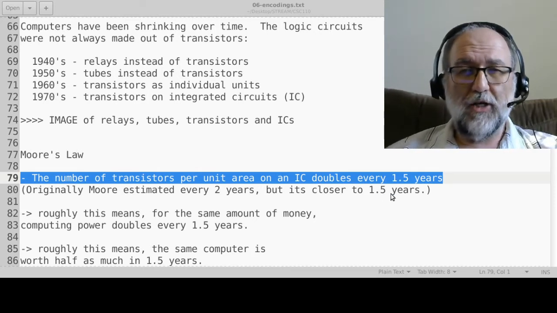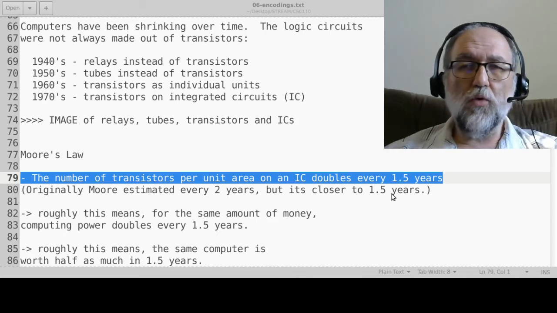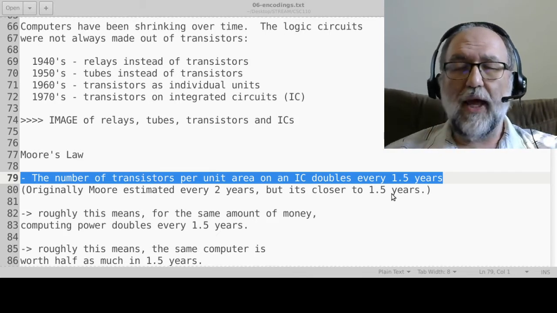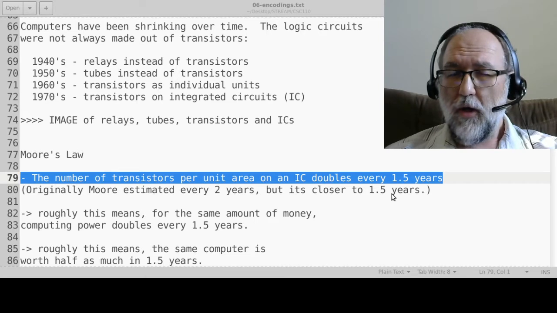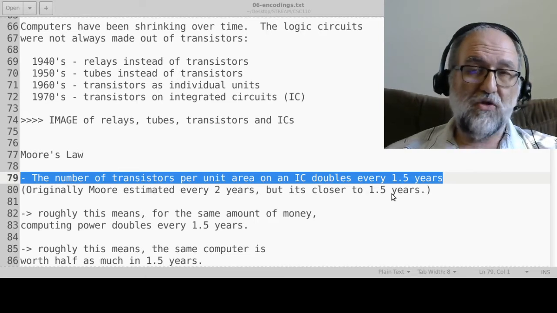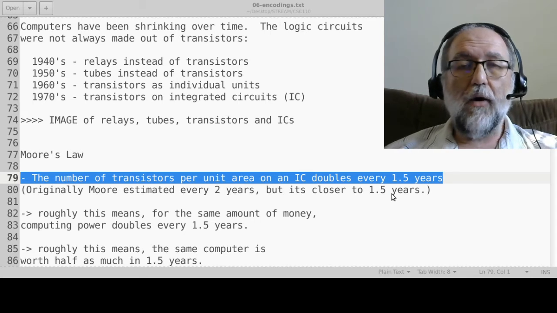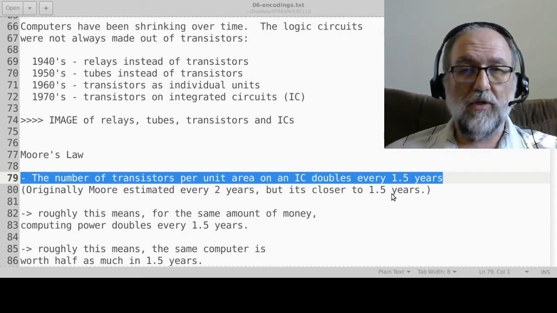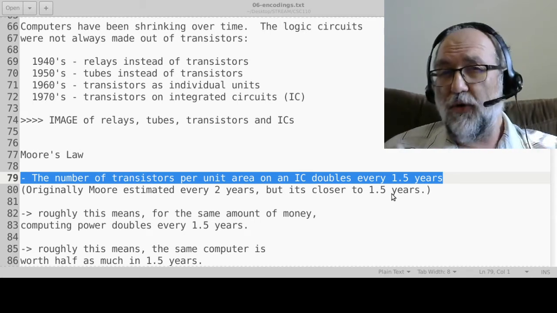The reason this is really important is because this doubling every year and a half means that you have exponential growth. Exponential growth looks like something that starts slow, but it gets faster and faster and faster as time goes on. Now, it doesn't just occur in computers. It also occurs, say, with bacteria growth.